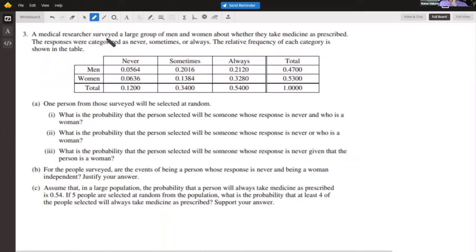Here, a medical researcher surveyed a large group of men and women about whether they take medicine as prescribed. The responses are categorized as never, sometimes, or always. The relative frequency of each category is shown. One person from those surveyed will be selected at random. What is the probability that the person selected will be someone whose response is never and who is a woman?